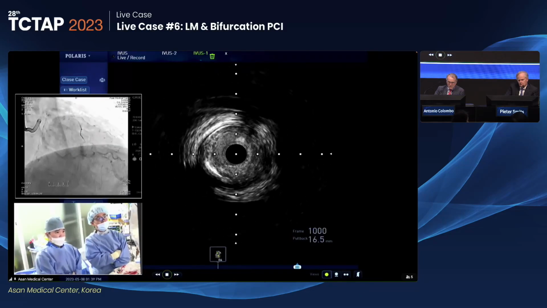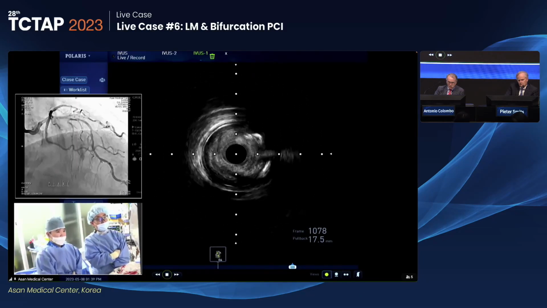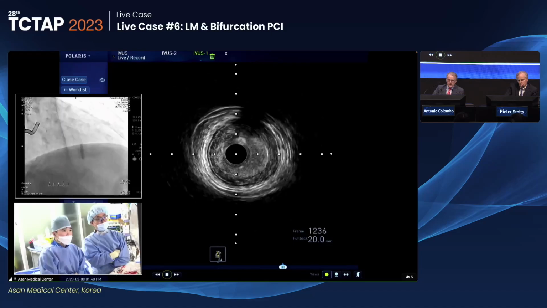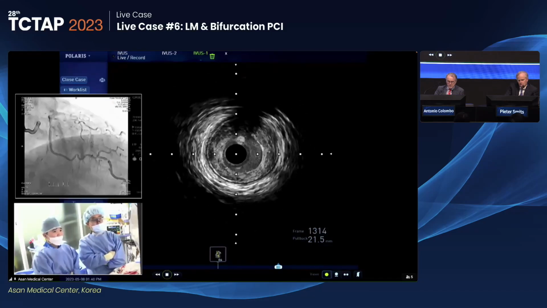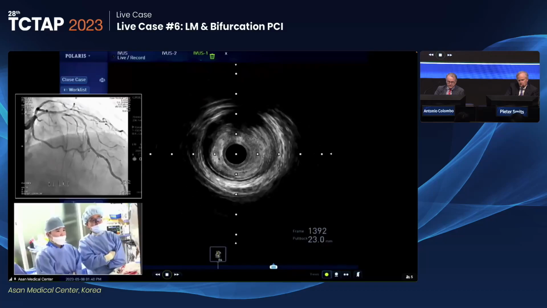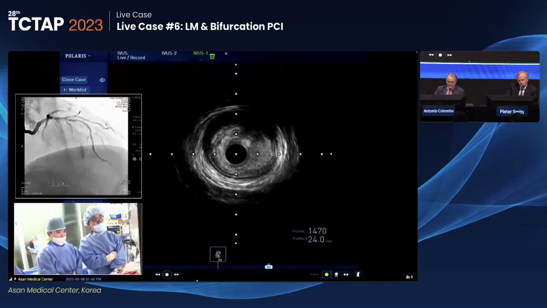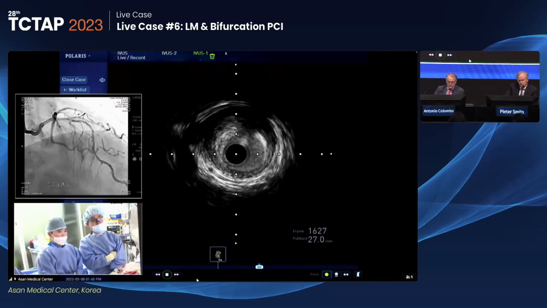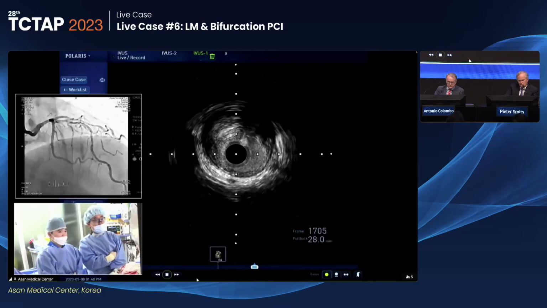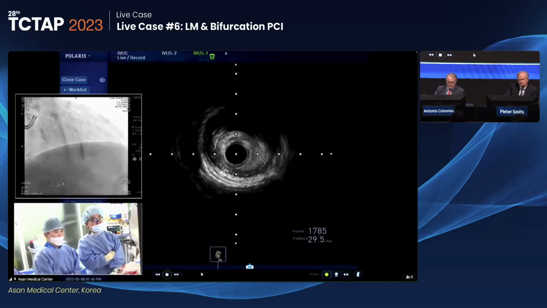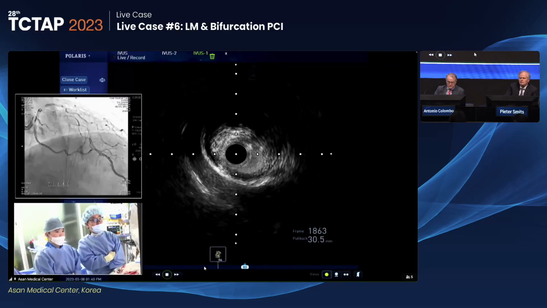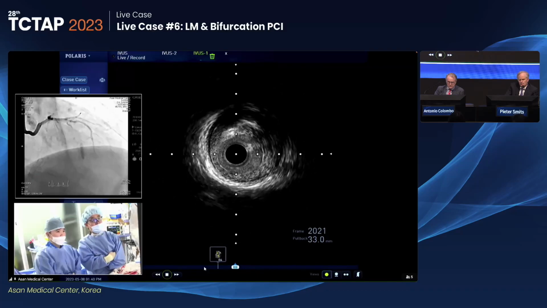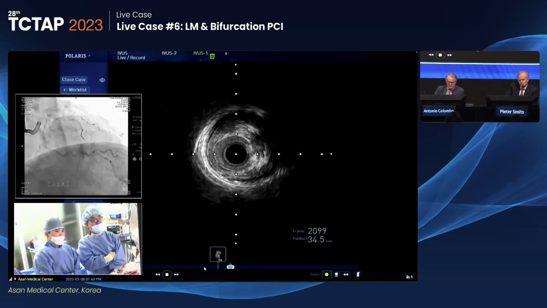This is the diagonal opening, and the huge plaque is still going. Here is the proximal LAD, and the vessel size is 3.5. The mid LAD is also very tight. Here the plaque burden is at least more than 70%. The diagonal branch is coming soon. Here, this is a huge plaque, a very tight region.